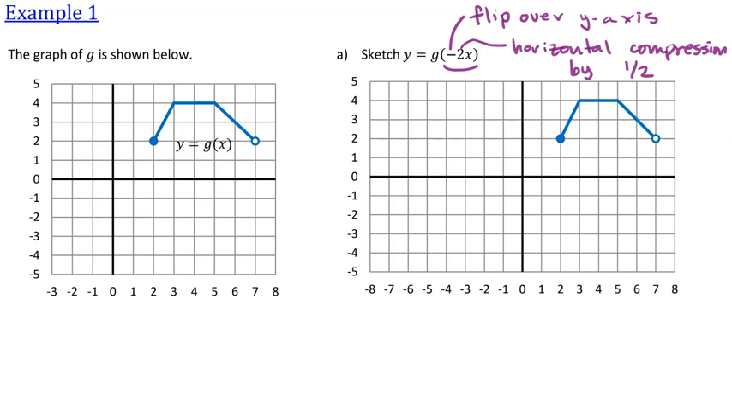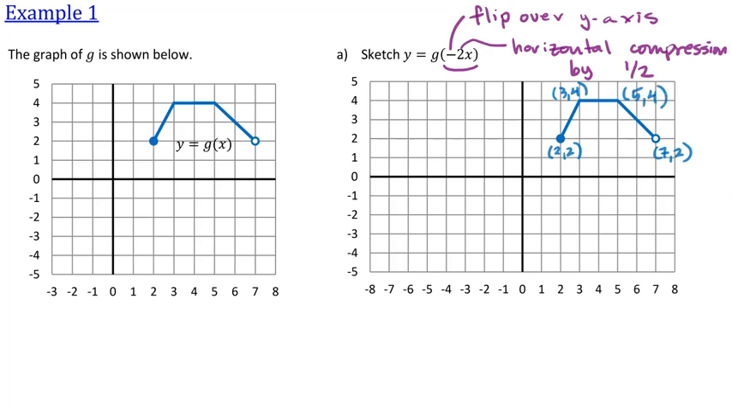Okay, so when we're applying these, we need to be able to follow some of the key points on this graph. So I'm going to follow the two endpoints. So this is at 2, 2, there's a closed circle. At 7, 2, there's an open circle. At 3, 4, there's a corner. And at 5, 4, there's another corner.